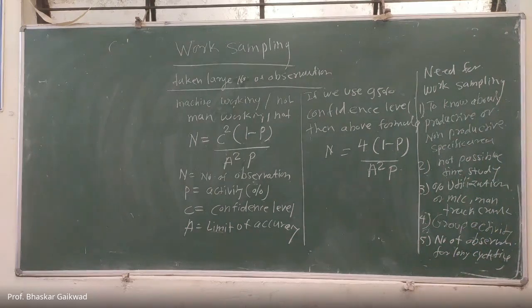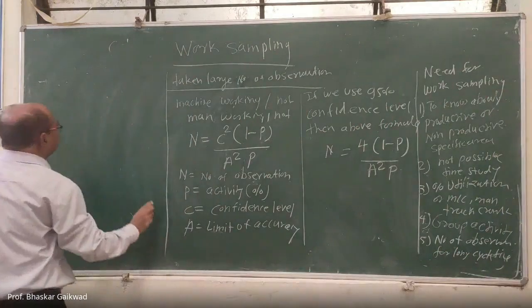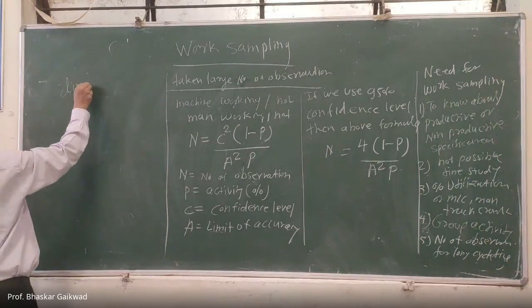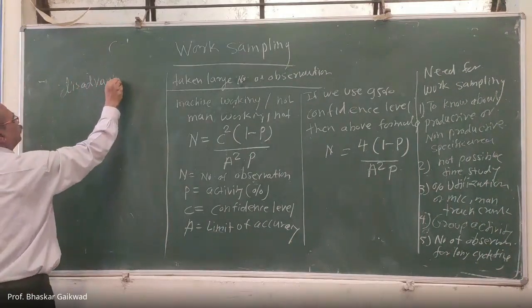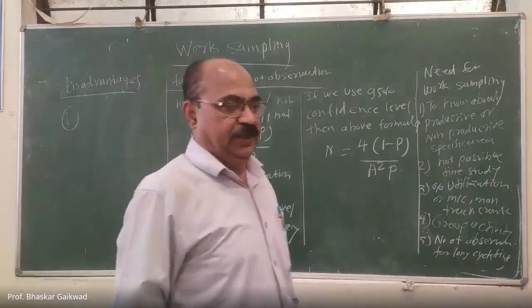Now, what are the disadvantages of work sampling? After these disadvantages, we're going to go for procedures for work sampling, and then we go for numerical problems. So here six advantages are there for work sampling. Then we go for disadvantages.